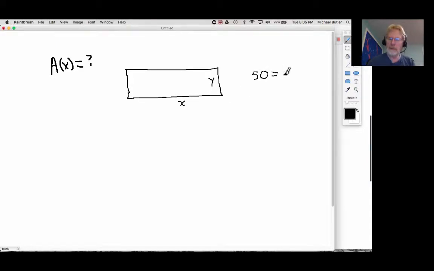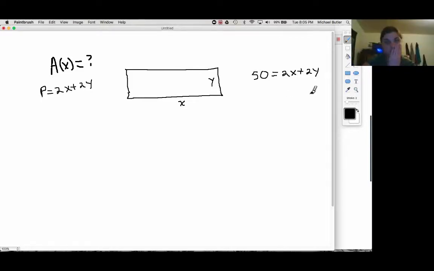And so what that means is, knowing what I know about the formula for the perimeter of a rectangle, perimeter is equal to twice the length plus twice the width, right? Then that means the 50 has got to be equal to 2x plus 2y. So Sarah, what do you think? Is that okay so far? Yeah. So that's just basic geometry stuff, not anything fancy schmancy here, okay?